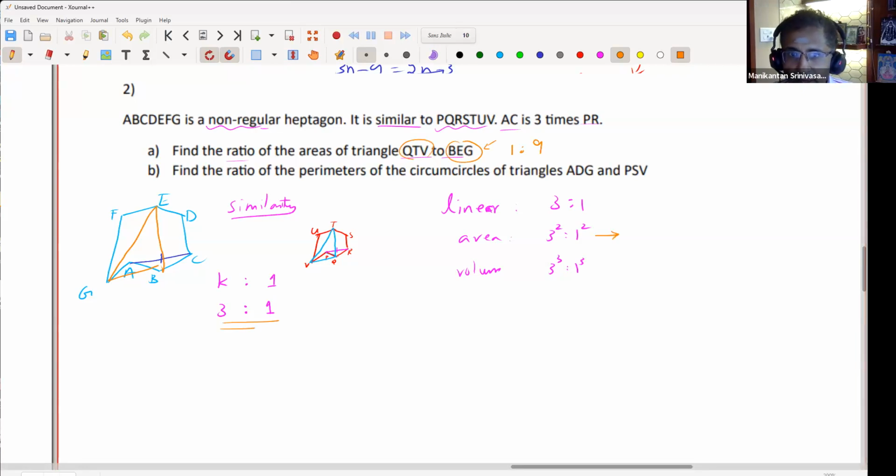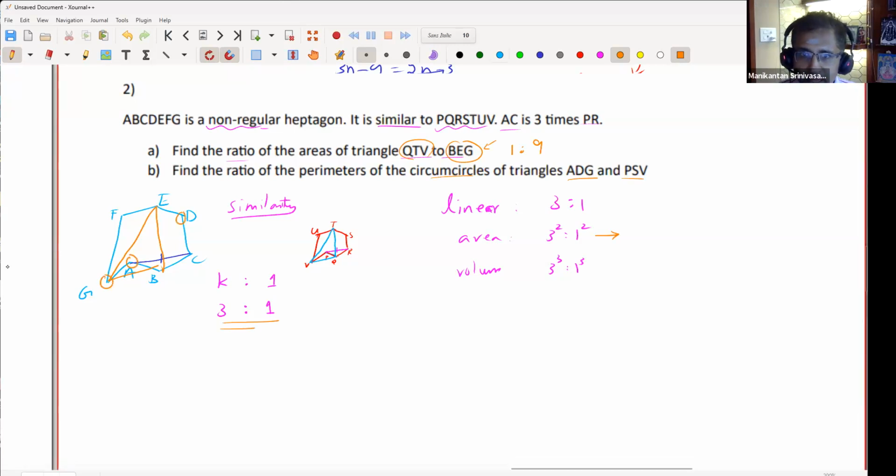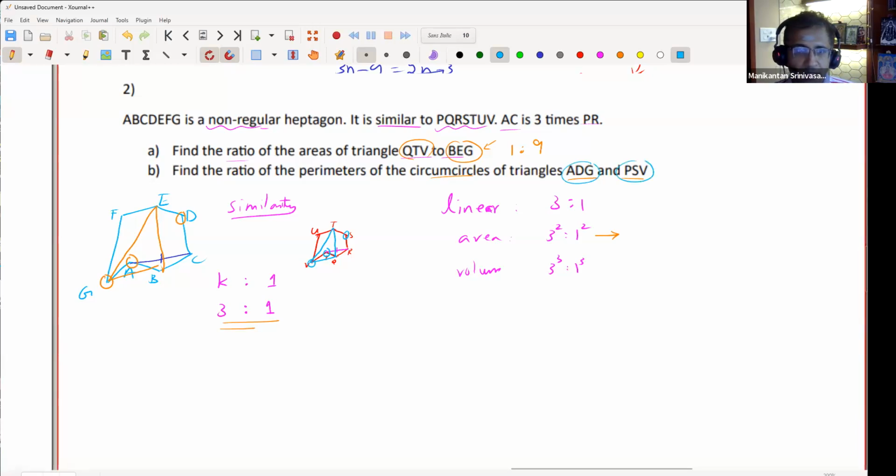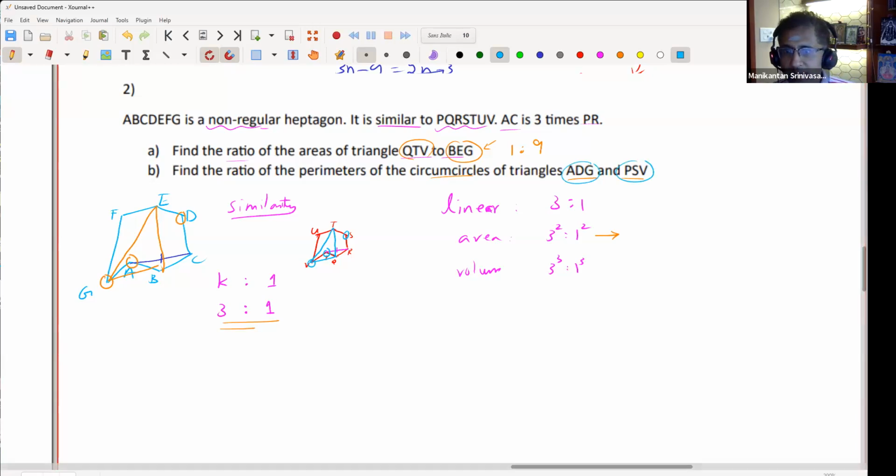Find the ratio of the perimeters of the circumcircles of triangle ADG and PSV. Again, same thing, ADG. So I'll just mark A, D, and G are here. Where are the corresponding P, S, and V? P, S, and V are here. They are corresponding points. That's all that matters. As far as the ratio is concerned, all the dimensions do not matter at all. So the perimeters, because it's linear, it's 3 is to 1 or 1 is to 3, depending on which direction you're looking at. It's the larger to smaller in this case. Therefore, it'll be 3 is to 1 as well.